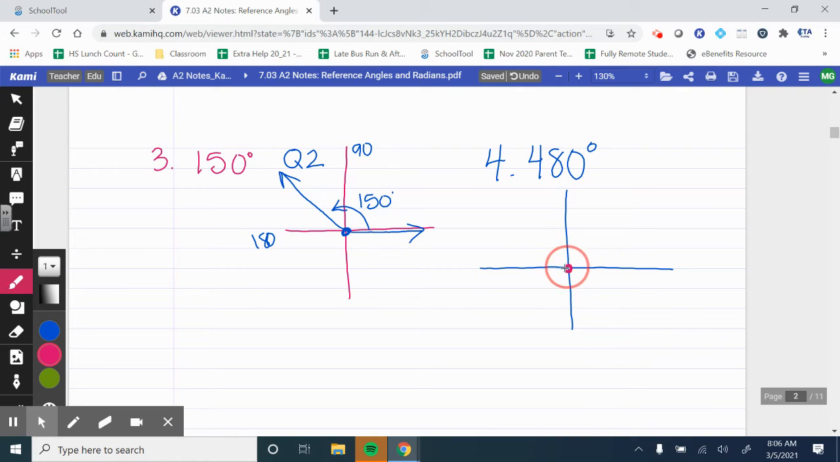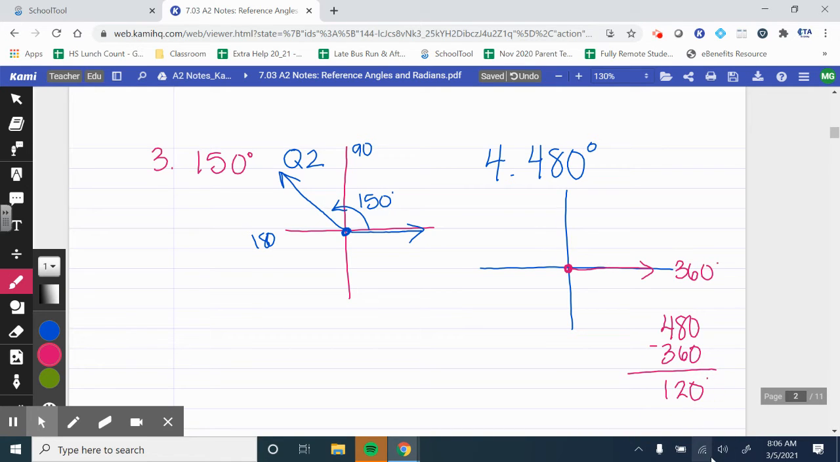So first let's start with our origin as our vertex, and initial side on the positive x-axis. Those don't change. Now I need 480. Well, I know if I do a full circle that's 360 degrees. So how much more than 360 degrees is it? Let's take 480 and subtract 360 degrees from that. And that gives us 120.